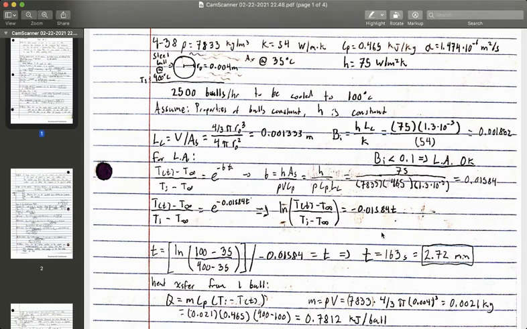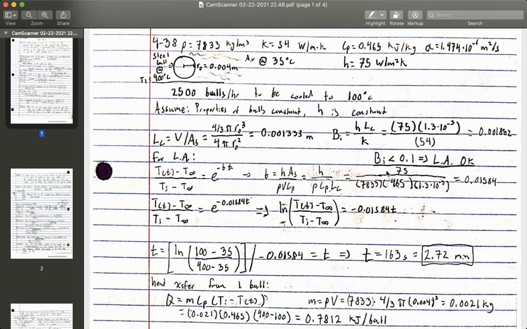So the first problem is about cooling down steel balls after they come out of a furnace at 900 degrees Celsius. So we are assuming that the properties of the ball are constant, as well as the convective heat transfer coefficient. We start by finding the characteristic length, which is volume over surface area, and using it to find the Bi number for the system.